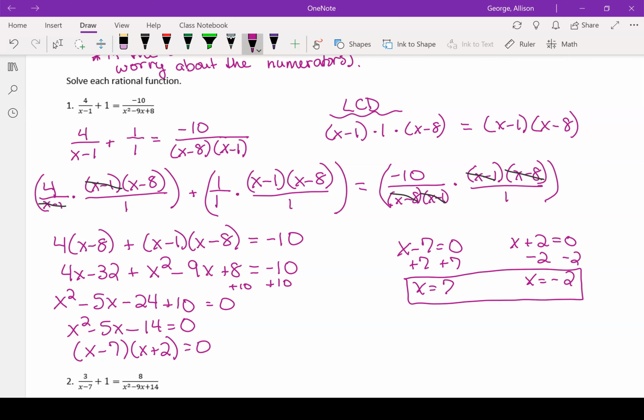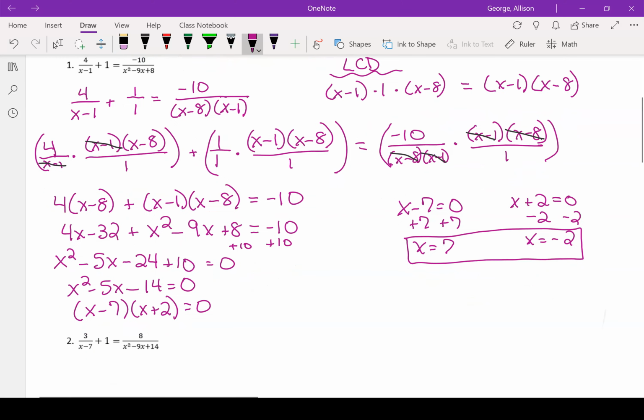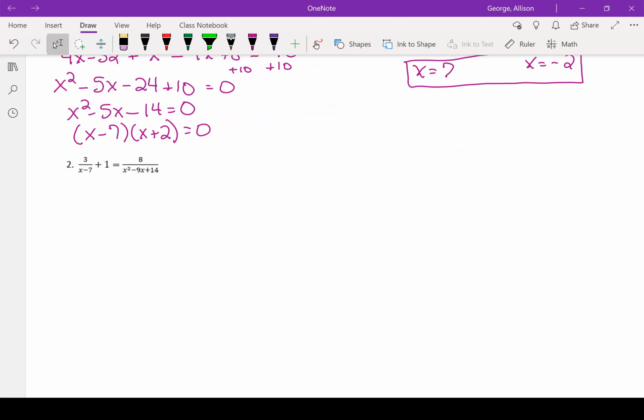Alright, so for number 2, it's kind of the same setup. We have one fraction that's already factored, plus 1, and then we have a denominator that's not been factored, so we need to deal with that. So first fraction is fine.